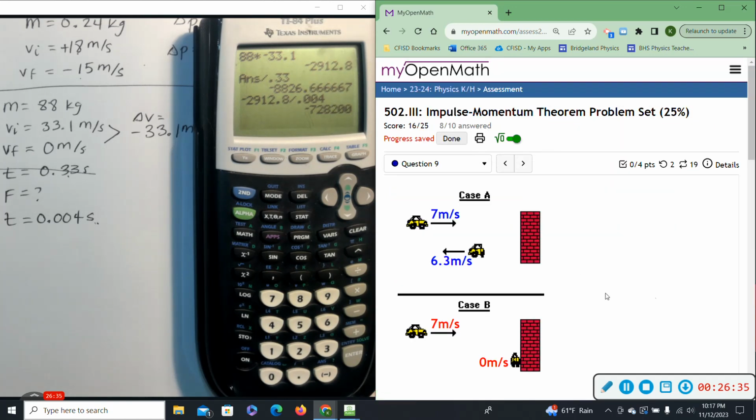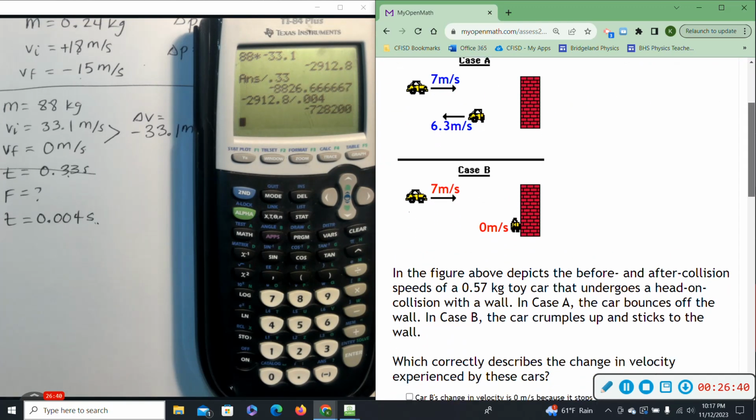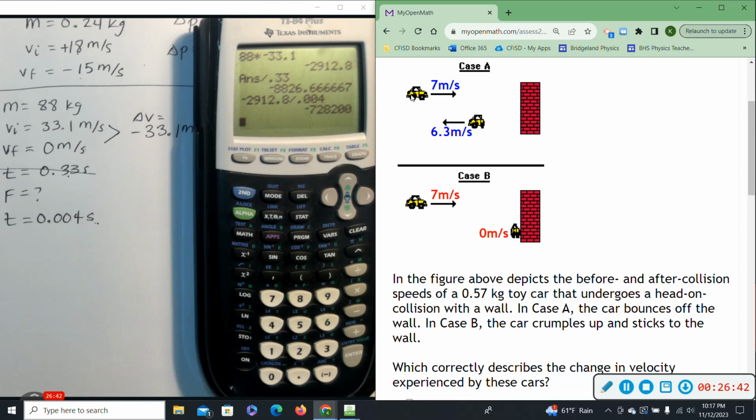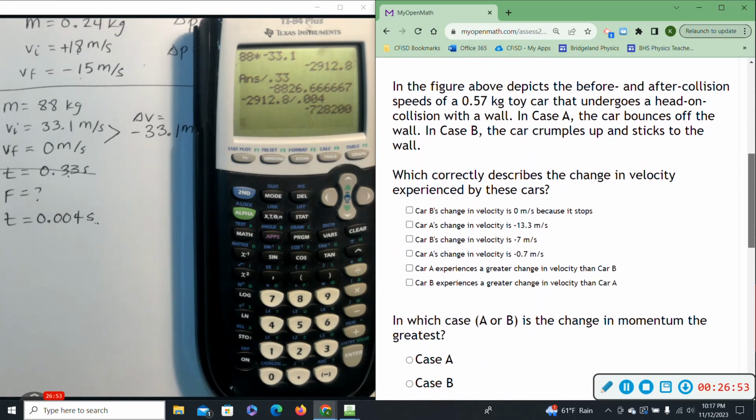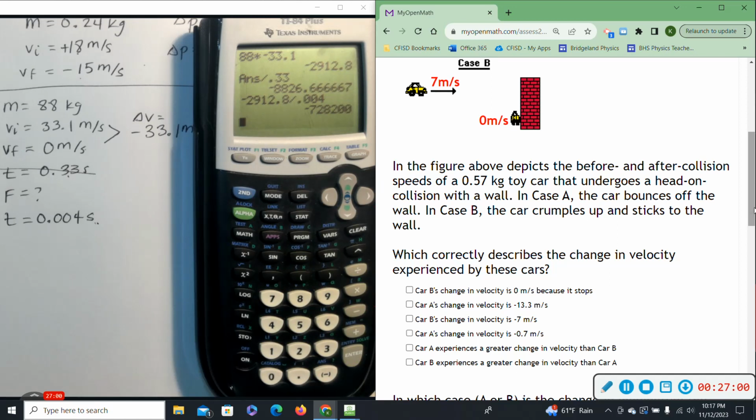All right, question number 9. We have this image here, case A, case B, same scenario with a car driving 7 meters per second. One of them bounces off of a wall, the other one crashes and stops. It says, the figure above depicts the before and after collision speeds of a 0.57 kilogram toy car that undergoes a head-on collision with a wall. In case A, the car bounces off of the wall. In case B, the car crumples up and sticks to the wall, which correctly describes the change in velocity experienced by the cars.